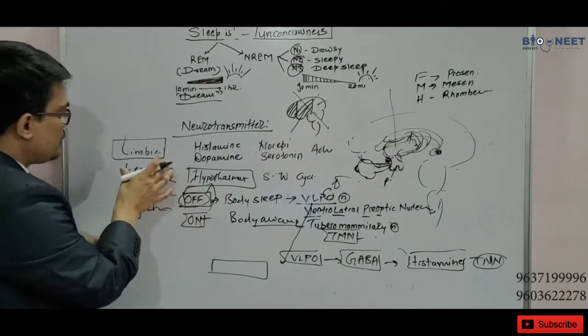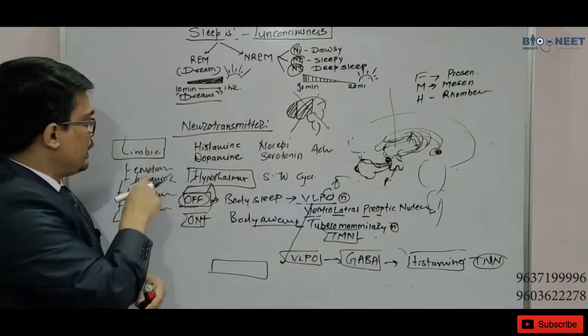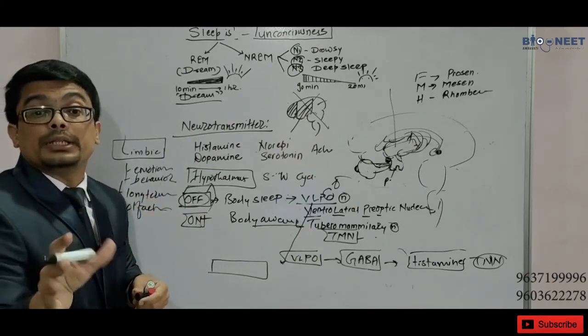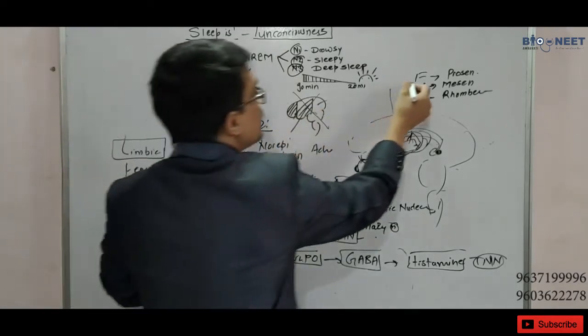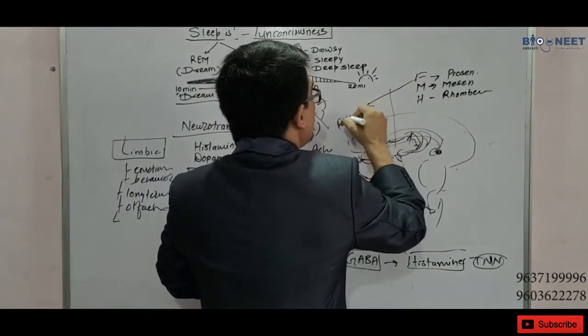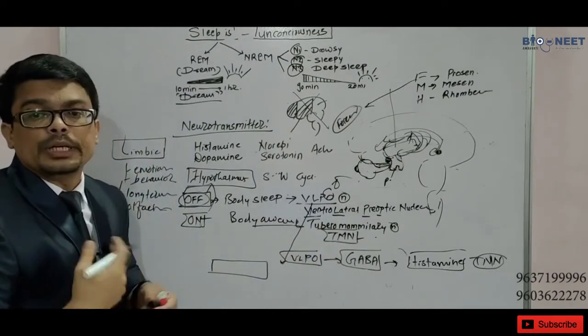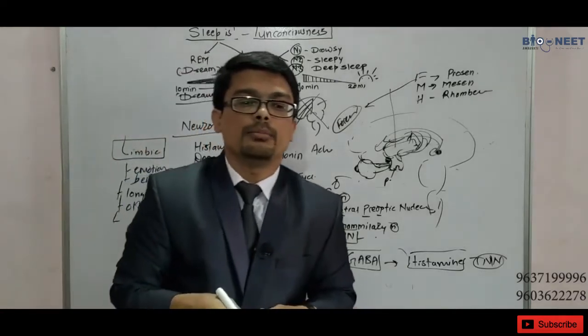Now, the limbic system, which is present inside the forebrain, handles emotions, behavior, long-term memory, olfaction, and temperature regulation. So temperature regulation is usually a forebrain function. Then reproductive behavior, eating, and sleep. That is called the limbic system or hypothalamus, right?